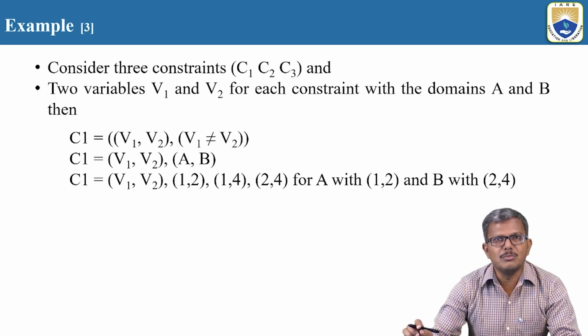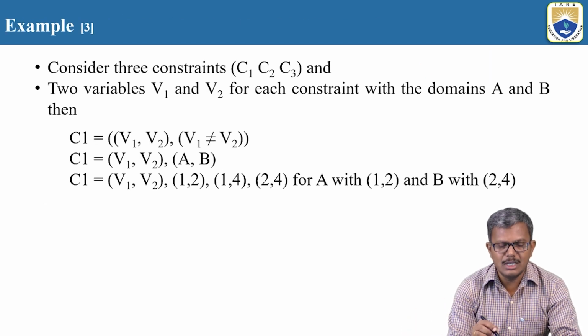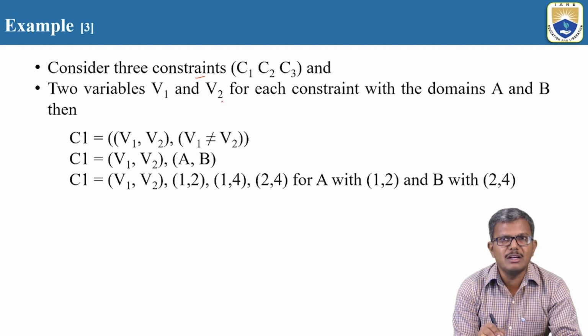Let us try to understand more clearly with an example. Think that there are three constraints. So these constraints we represent as C1, C2 and C3. And think that there are two variables V1 and V2 for each constraint with the domains A and B. So how are we going to represent the first constraint? C1 is the first constraint. So what do V1 and V2 talk about? The scope, meaning the set of variables that are participating in framing this constraint. V1 and V2 are the set of variables here.